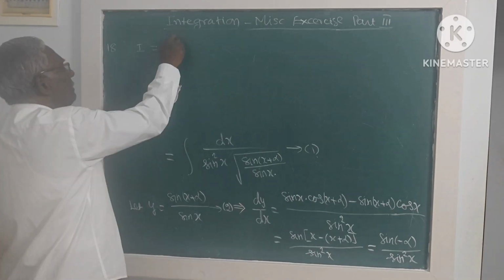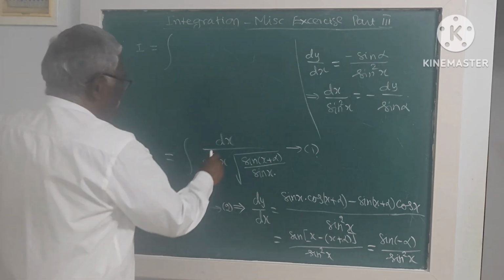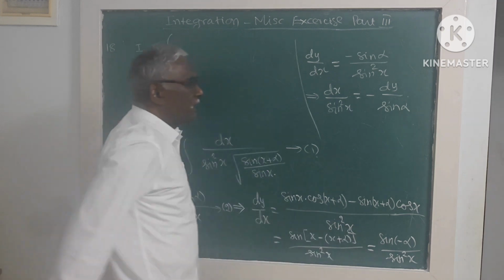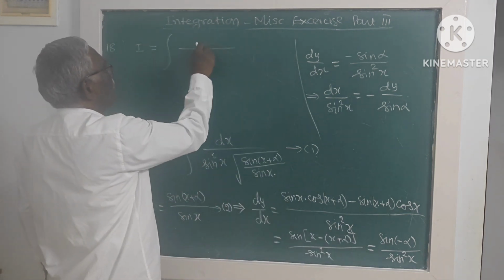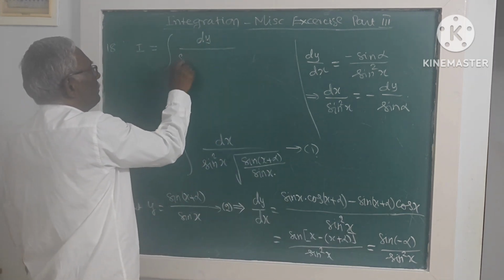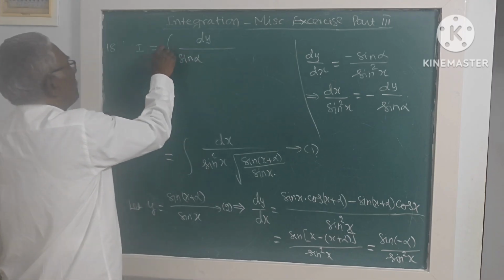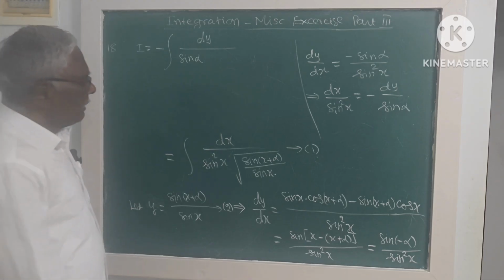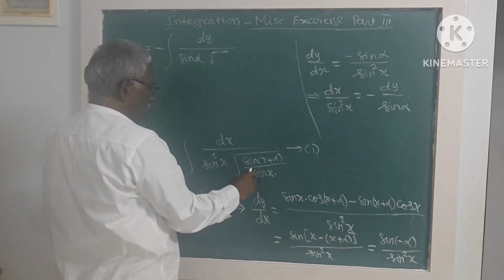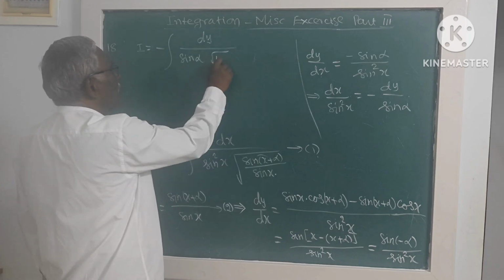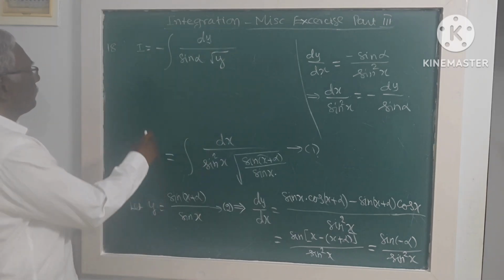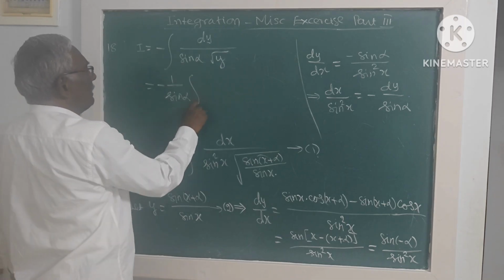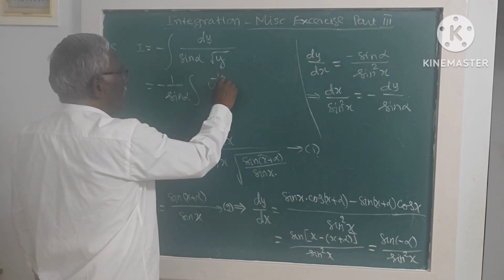Therefore, the integral becomes, now dx by sin square x. Dx by sin square x is nothing but minus dy by sin alpha. Minus is there, and square root of this we have taken as y. So this is nothing but minus 1 over sin alpha integral y power minus half dy.